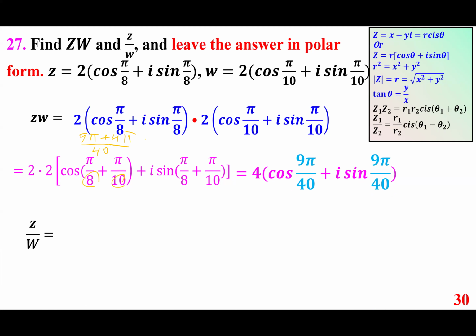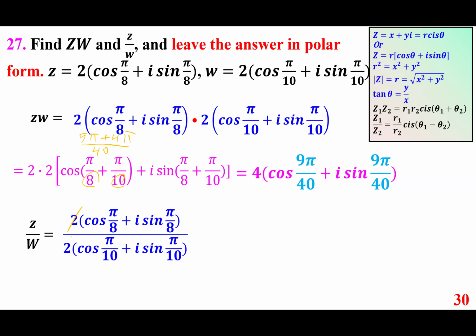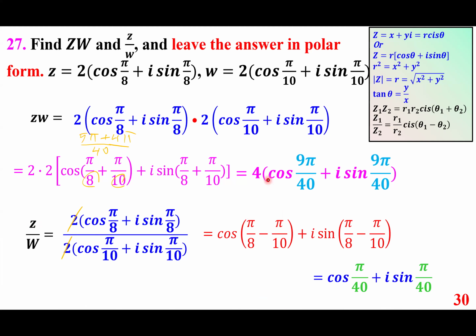For z over w, we are going to divide them, and these two obviously cancel each other. Then we have cis, or just simply cosine of pi over 8 minus pi over 10, plus i sine of pi over 8 minus pi over 10. And I hope you remember, over here it was 5 plus 4, now it's 5 minus 4. That means 1 pi over 40. So cosine of pi over 40 plus i sine of pi over 40. Or you can write, for example, cis pi over 40. That's another way of writing the same thing. Again, that's a shorthand notation, everybody.